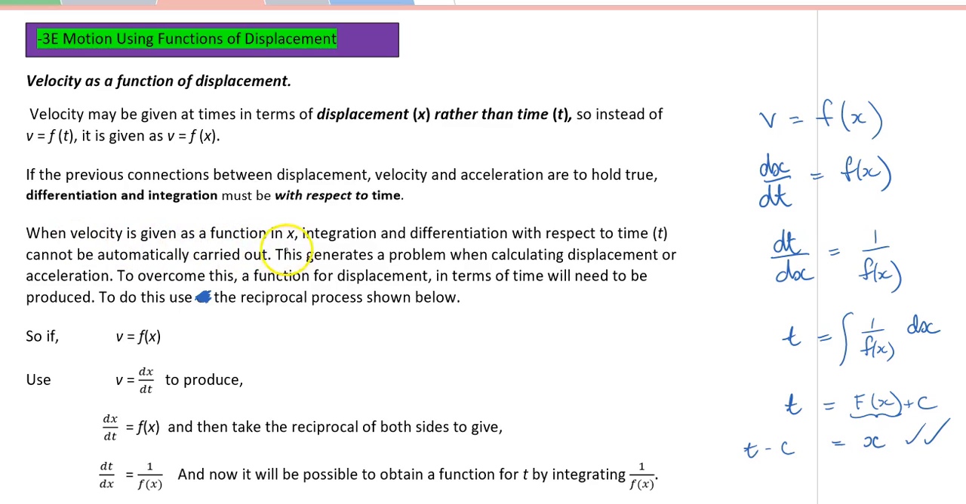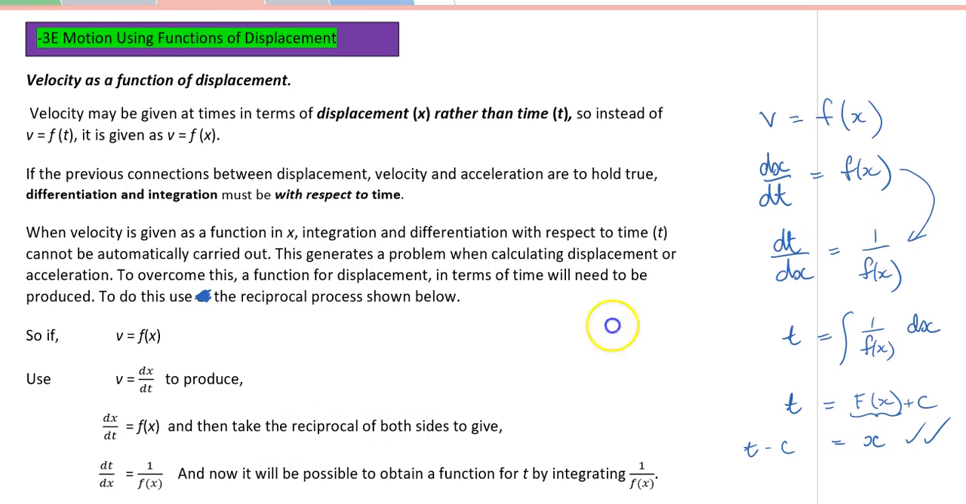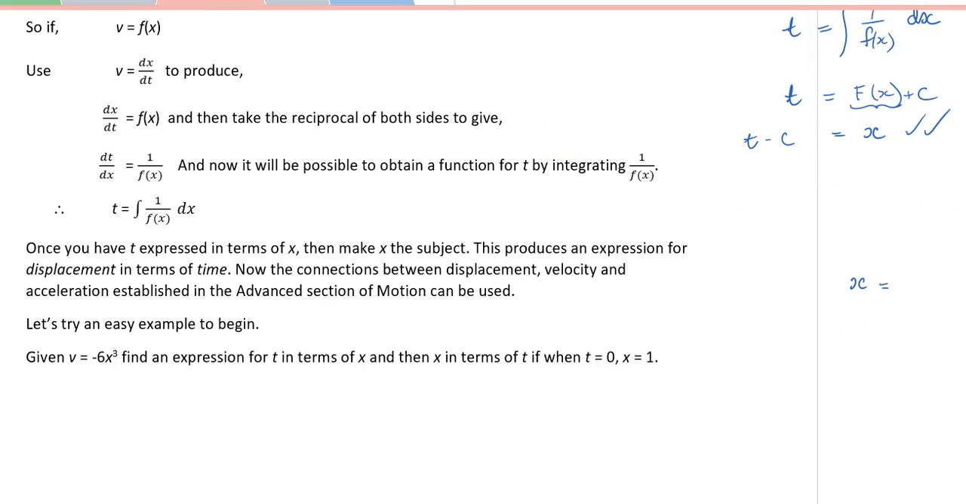When velocity is given as a function in x, integration and differentiation with respect to time can't be carried out. No, that makes sense. To overcome this, a function for displacement in terms of time will need to be produced. Well, that's what we've done here: an expression for displacement in terms of time. And to use this, we use the reciprocal, and then we take the integral of both sides.